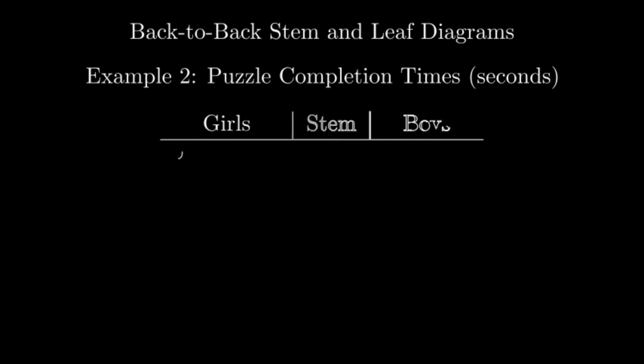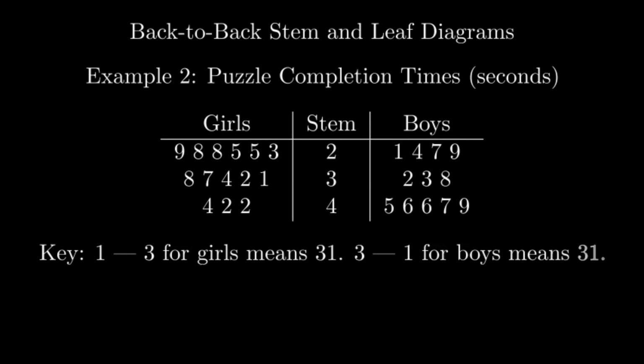Here's an example. 14 girls and 14 boys completed a puzzle, and their times were recorded. This back-to-back stem and leaf diagram shows the results. The stem is in the center. The data for the boys is on the right and is read as usual. The data for the girls is on the left and is read, quote, backwards, from the stem outwards. For example, for the boys, the first row shows times of 21, 24, 27, and 29 seconds. For the girls, the first row shows times of 23, 25, 25, 28, 28, and 29 seconds.